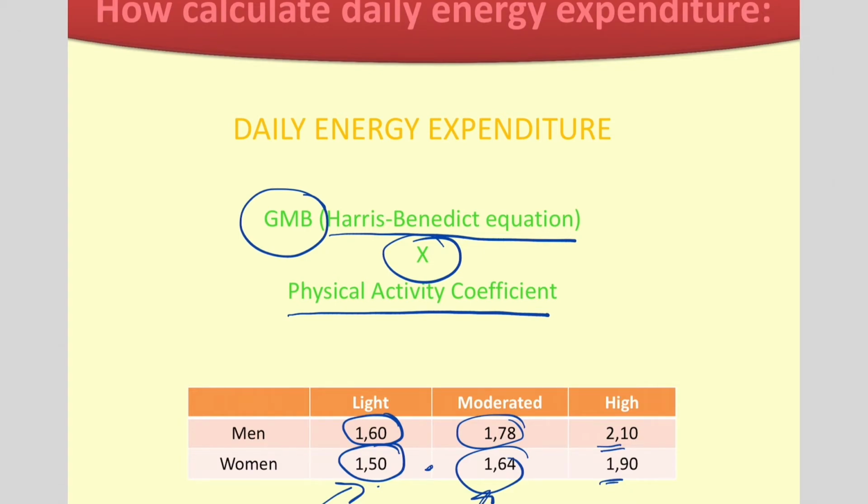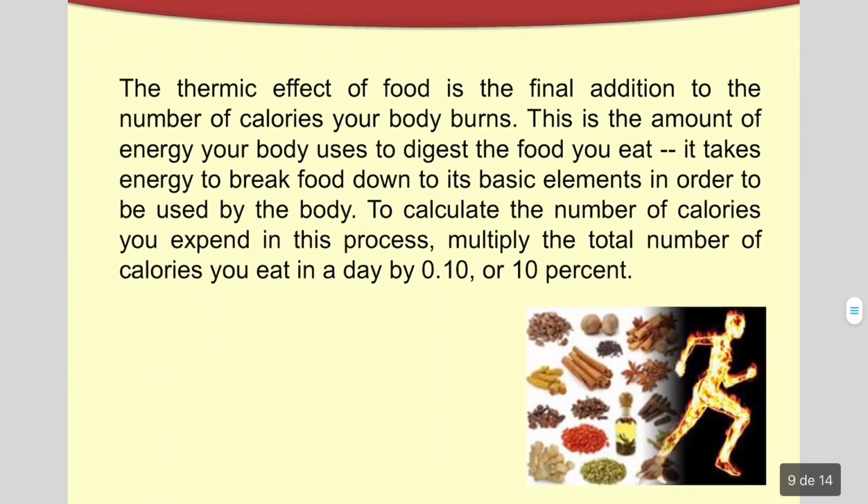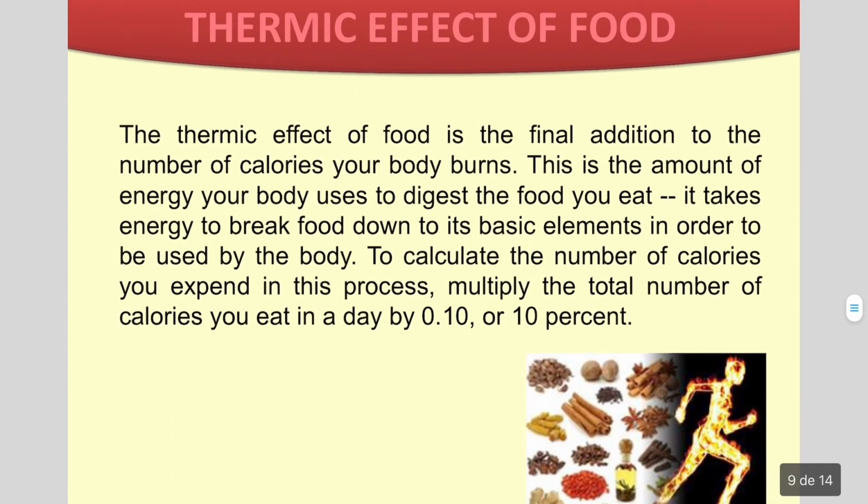But we haven't finished. We have a third factor, remember? So let's explain the third factor, which is the thermic effect of food. The thermic effect of food is a final addition to the number of calories your body burns. This is the amount of energy your body uses to digest the food you eat. It takes energy to break the food down to its basic elements in order to be used by the body. To calculate the number of calories you expend in this process, multiply the total number of calories you eat in a day by 0.1 or 10%.